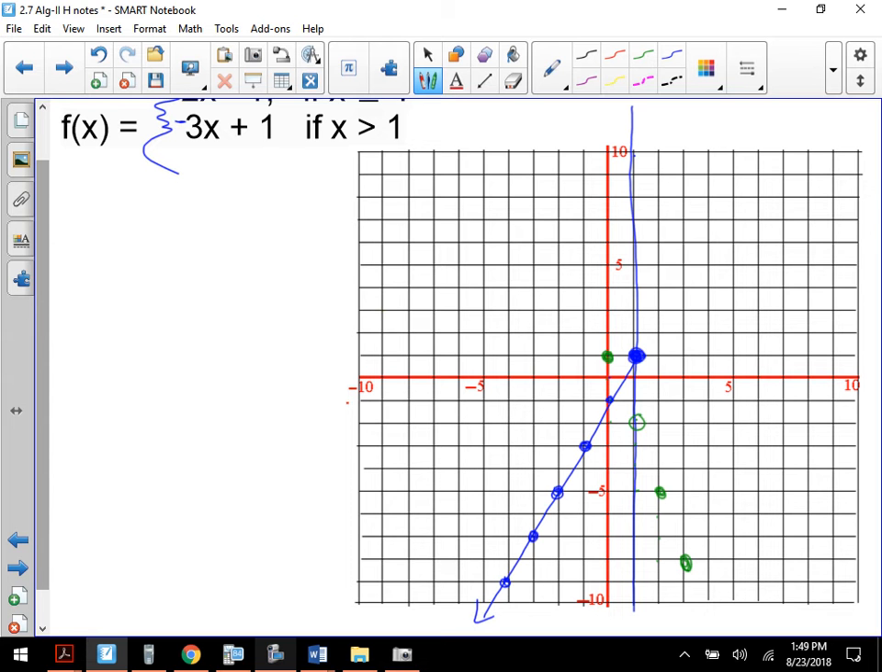And notice how I knew to put an open circle on that right away? Because it was domain restricted: I'm looking for all values of x for this graph that are greater than 1.